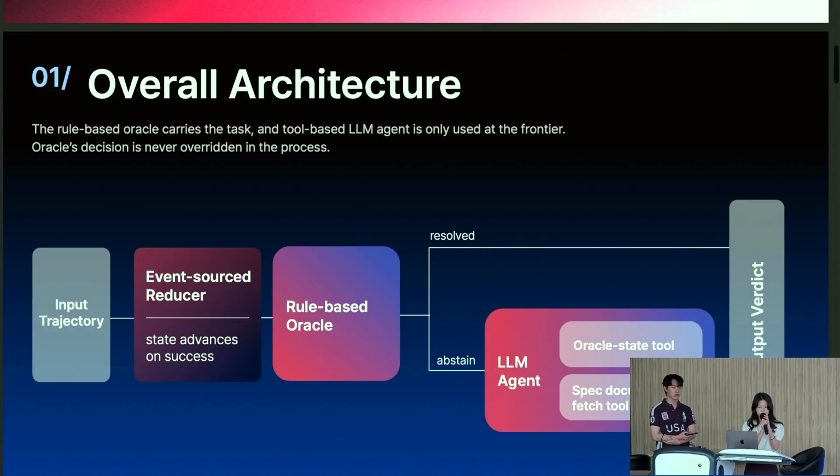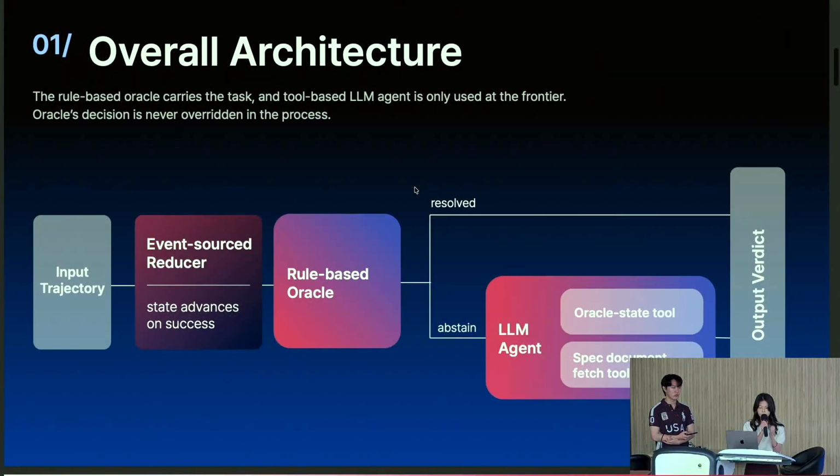So basically, this diagram is our entire architecture. The rule-based Oracle carries the task, and the tool-based LLM agent is only used at the frontier tasks where the rule-based Oracle fails to make a verdict. Upon receiving the input trajectory, it goes through an event source reducer. State here only advances on successful operations that are verified by the Oracle. After that, the rule-based Oracle resolves the verdict if it can resolve it from the rules that we previously implemented. If the Oracle abstains and decides that it cannot decide whether or not this output is verifiable by the rules, then it falls back to the LLM agent.